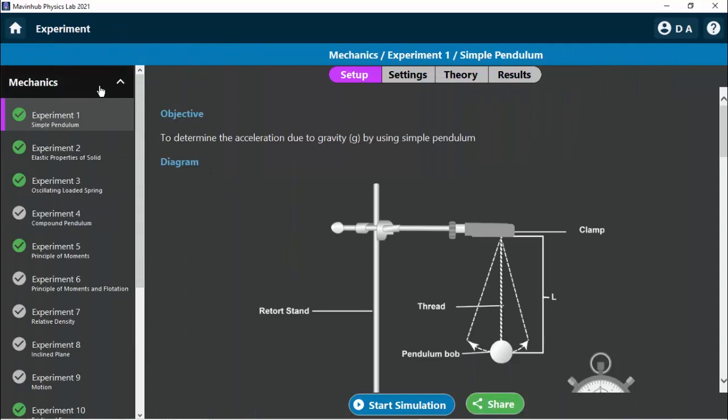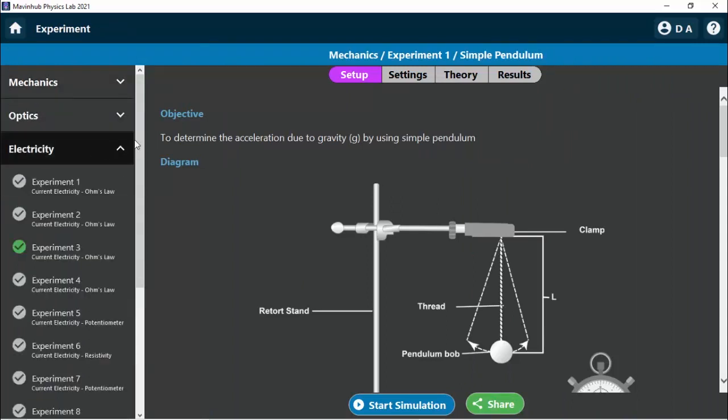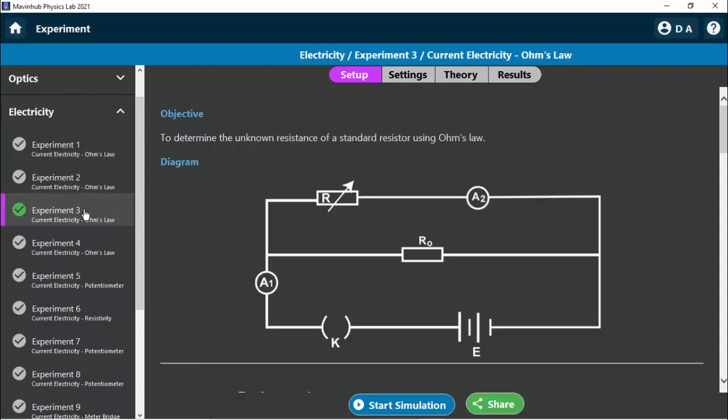So the experiment is under electricity. So we're going to go to the electricity menu. Then under electricity, we are going to take a look at experiment 3. So experiment 3 is the closest experiment in Mavinhub Physics Lab that has virtually all the apparatus that you'll be provided with in NECO 2021 Physics Practical.